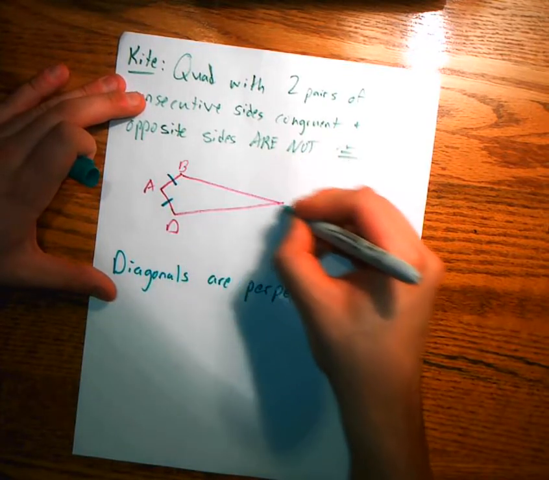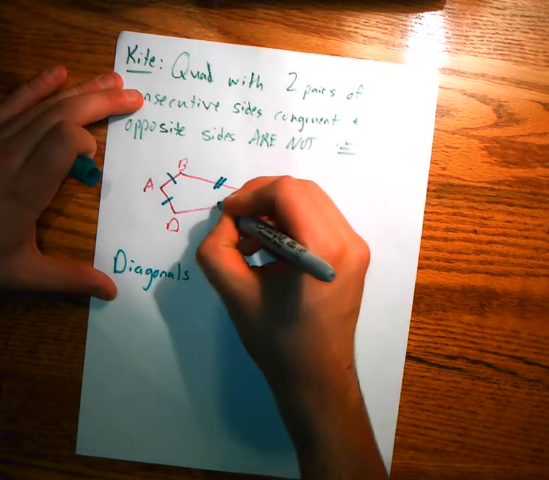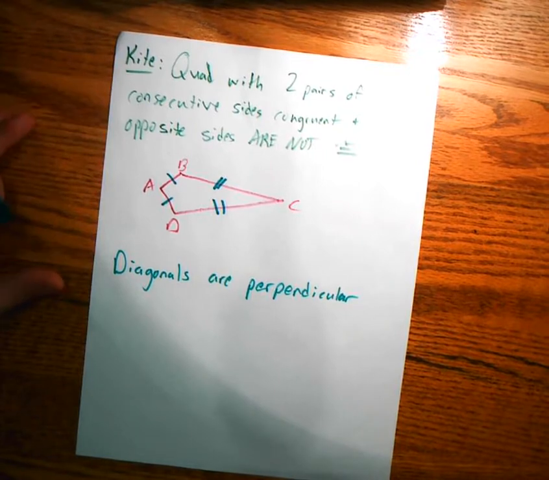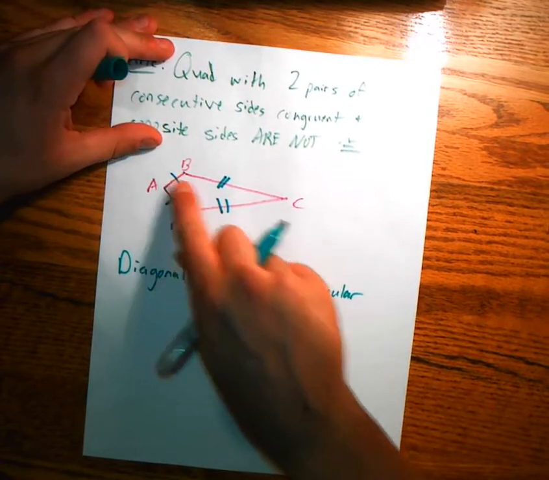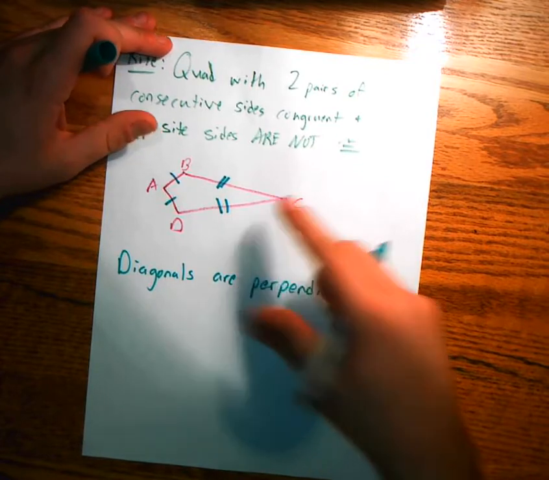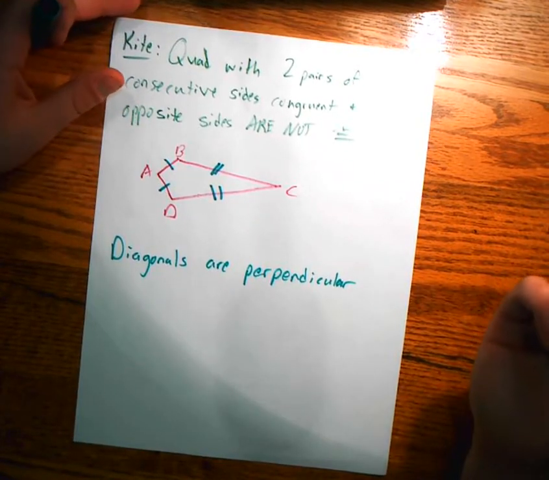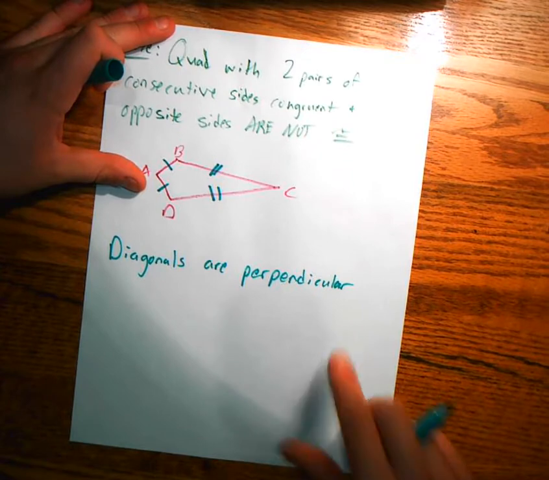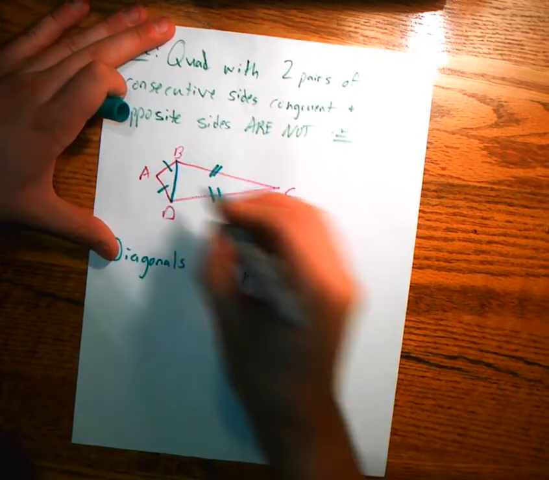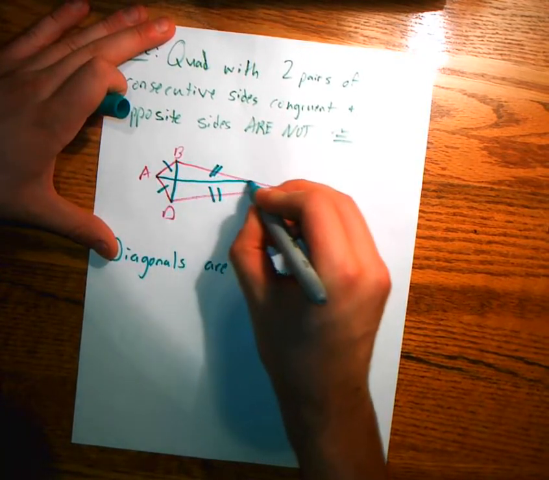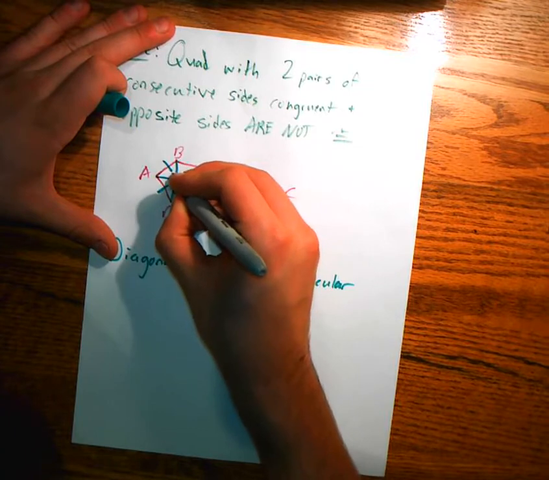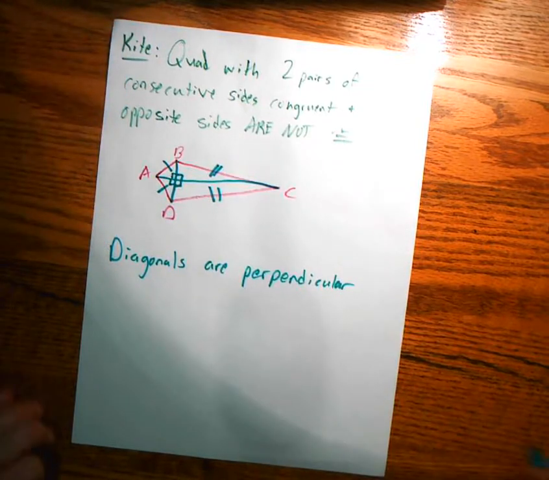And then looking at BC to CD, those are consecutive, so that means that those are congruent. You cannot say that the opposite ones are congruent, which would make AB and CD opposite sides. So those aren't congruent. And the other thing is that the diagonals are perpendicular. So if I create a diagonal connecting BD and AC, those form 90-degree angles all on the inside right there.